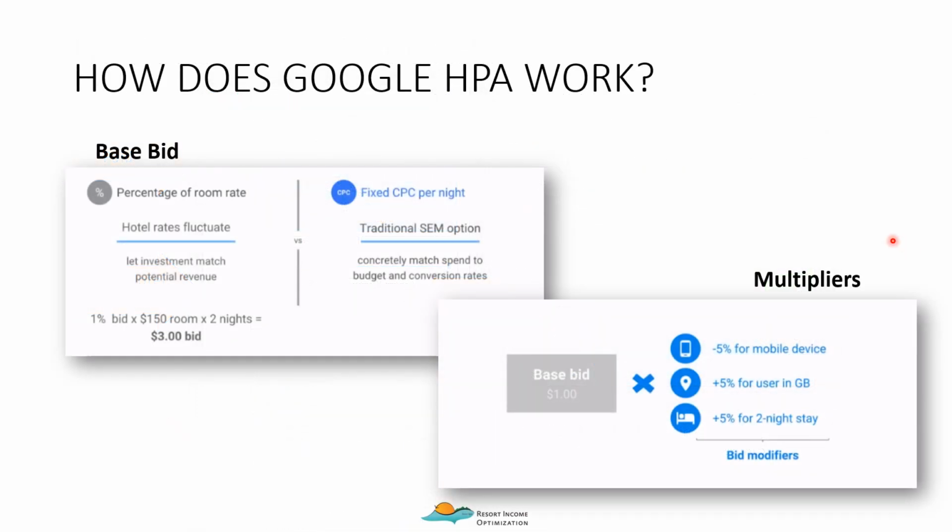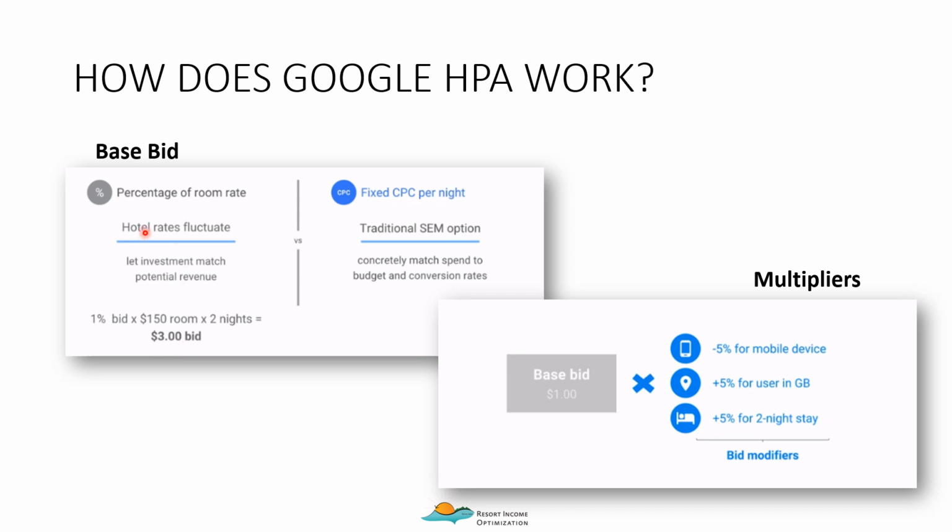So how does Google HPA work from a financial standpoint? So you start over here with a base bid, and this is kind of similar to pay-per-click, right? You can have a fixed cost per click per night right here, which is traditional search engine marketing, right? And you pay $2 or $3 per click per night. Now over here it's a little bit different, right? There's a percentage of the room rate, so you might bid 1% of the room rate, and in this case it's a $150 room times 2 nights, so that's a $3 bid.